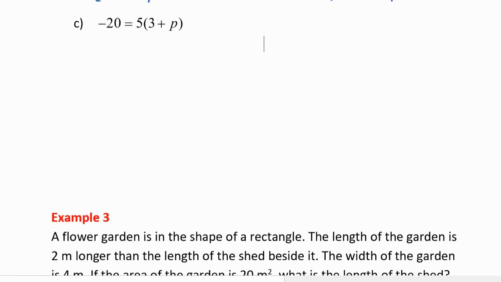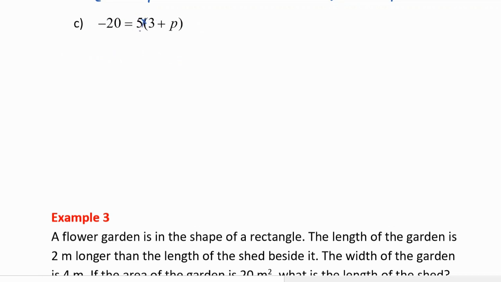C. I want you to pause the video and try C by yourself. I'm going to go over it together, but before that, I want you to pause the video and solve C by yourself. Go ahead. Okay, let's do it together.